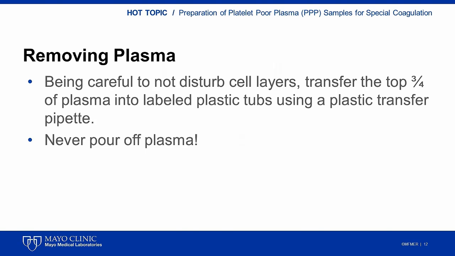When removing the plasma layer, be careful not to disturb the cell layers. Transfer the top 3/4 of plasma into labeled plastic tubes using a transfer pipette. Never pour off plasma. Pouring off plasma directly from the draw tube will introduce excess cells to the specimen.